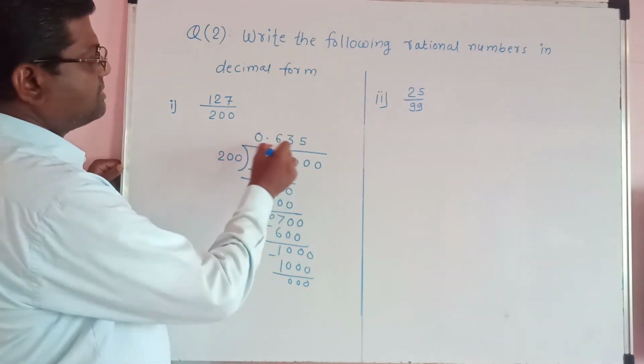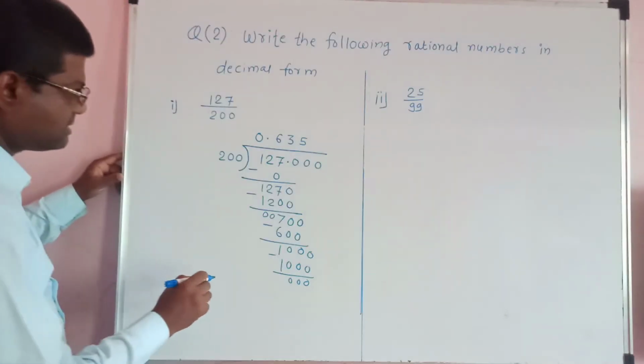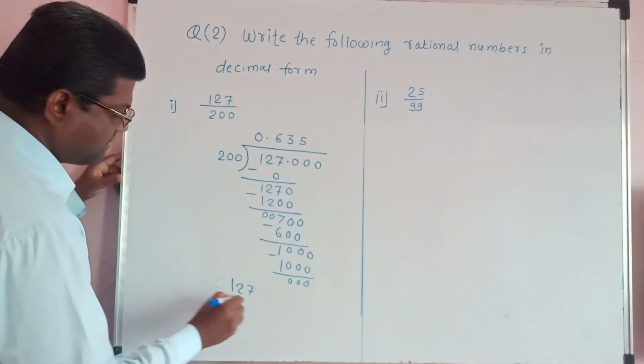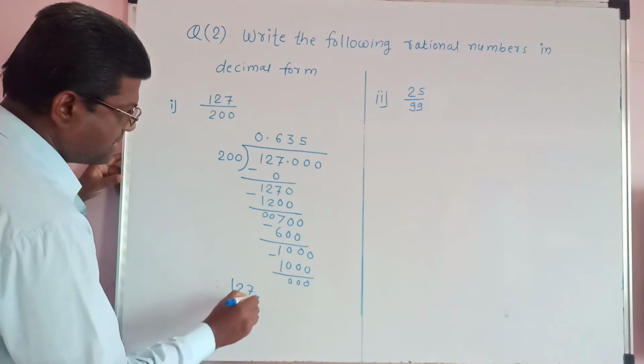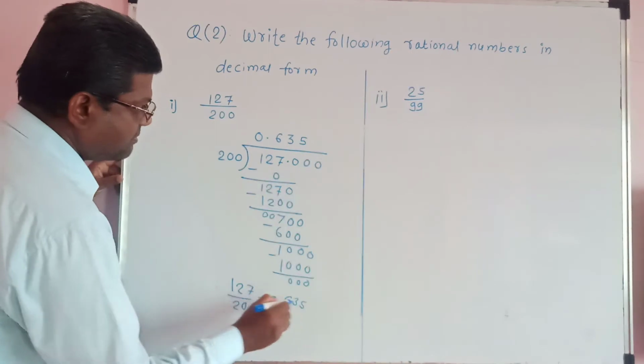Therefore, this decimal form of the rational number is terminating decimal form, and we write 127 upon 200 is equal to 0.635.